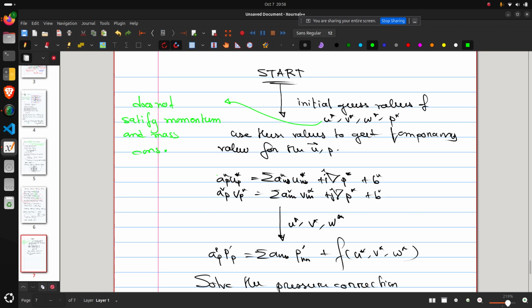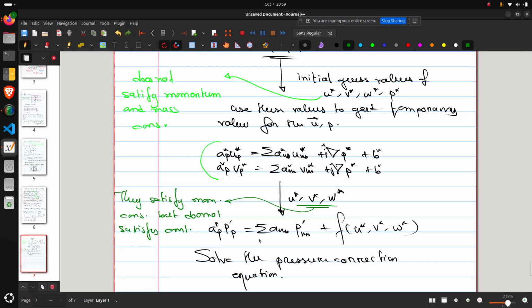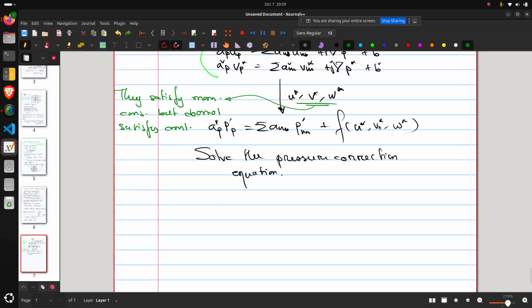But once we have solved this momentum equation, these values satisfy momentum conservation but do not satisfy continuity. Okay, now it satisfies the momentum equation but does not satisfy the continuity equation. So to satisfy the continuity equation, what do we need to do?